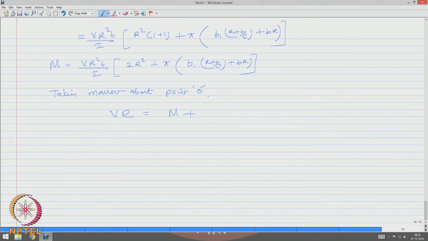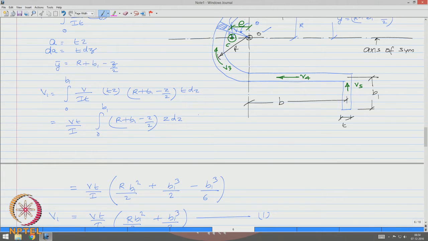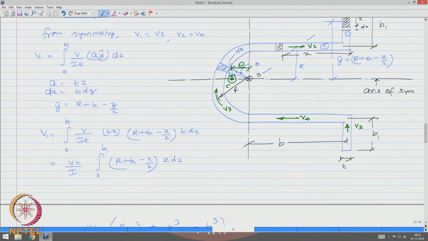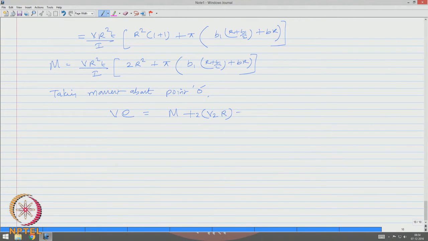Okay. So, m plus V 2 into R, because V 2 and V 4 are symmetrical. So, 2 minus 2 V 1 into R. So, E is now going to be m by V plus 2 V 2 R by V minus 2 V 1 R by V. So, interestingly, we have equations for V 1, V 2 and m, we can find E very easily.